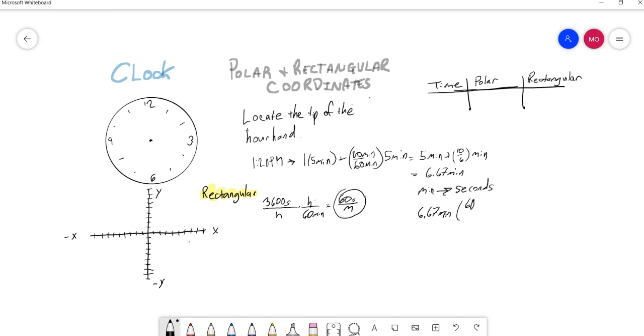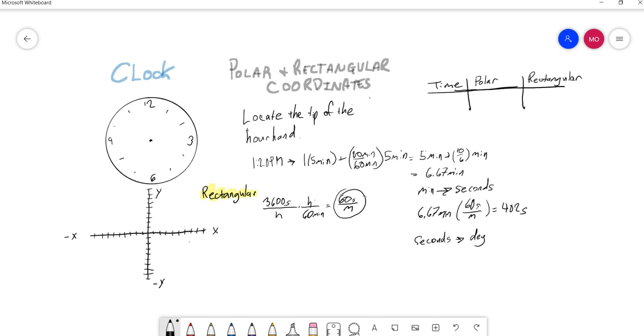And we just multiply that out. Once we multiply that out, 60 times 6 is about 360. 60 times 7 is about 420. Let's just approximate, say, 402 seconds. Now, here's the last part. We have to convert seconds to degrees.